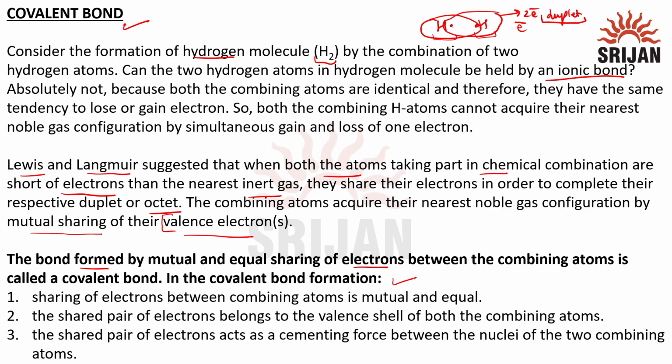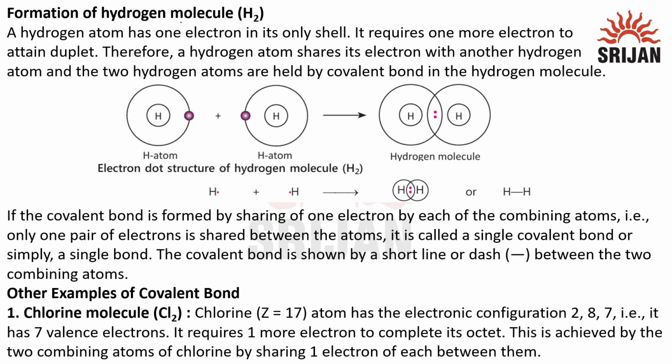And in covalent bond formation, the first thing to note is that the sharing of electrons between combining atoms is mutual and equal. Second thing, the shared pair of electrons belongs to both the combining atoms, and the shared pair of electrons acts as a cementing force that holds their nuclei together. That means here this hydrogen will be connected to this hydrogen through covalent bonding, because this sharing attaches both the combining atoms.